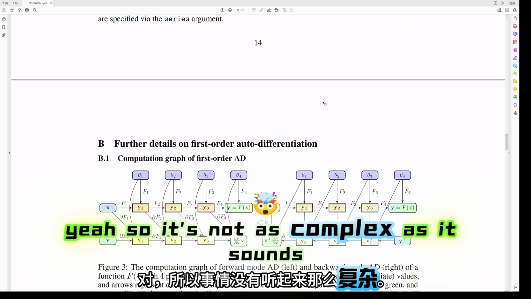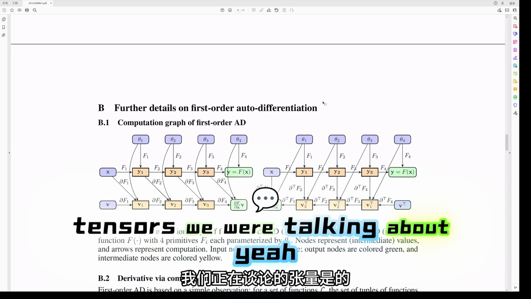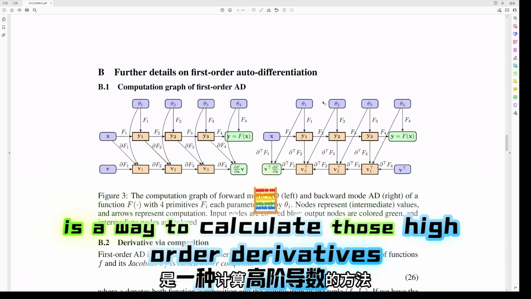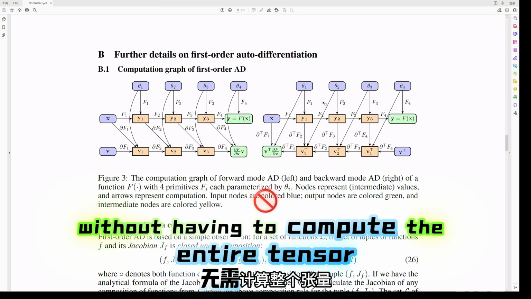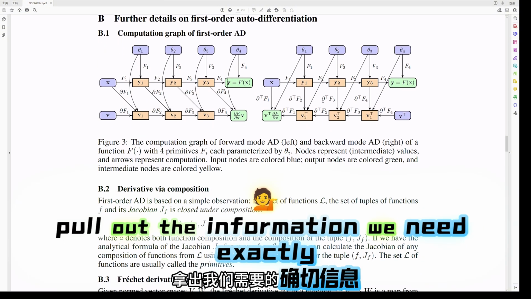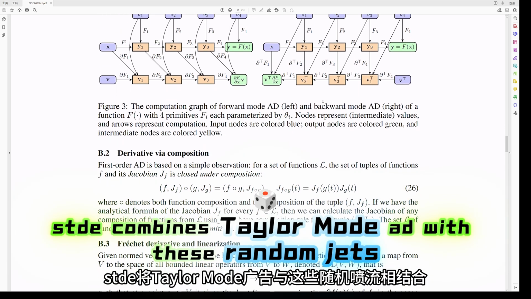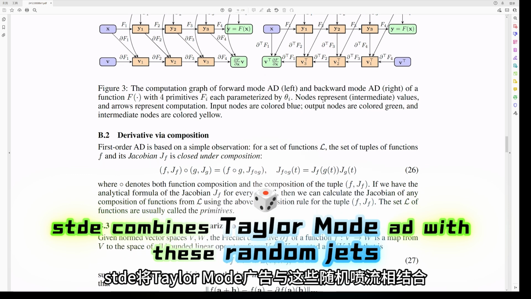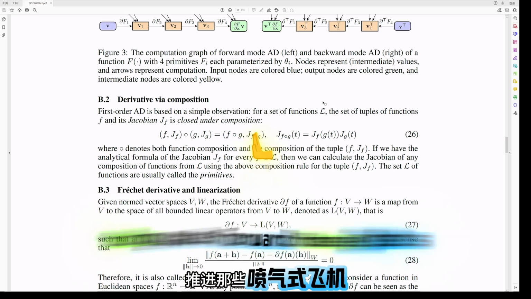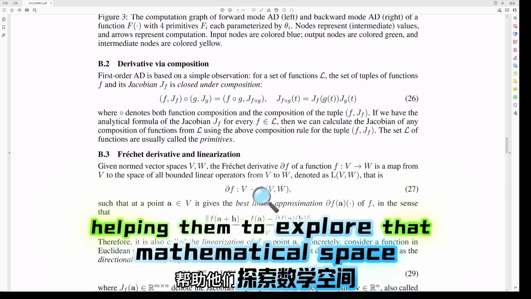Yeah, so it's not as complex as it sounds. Remember those really big derivative tensors we were talking about? Taylor mode AD is a way to calculate those high-order derivatives without having to compute the entire tensor. So it's like we have this tool that can just pull out the information we need. Exactly. STDE combines Taylor mode AD with these random jets. It uses the Taylor mode AD to push forward those jets, essentially helping them to explore that mathematical space.